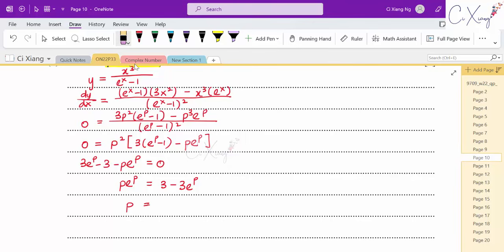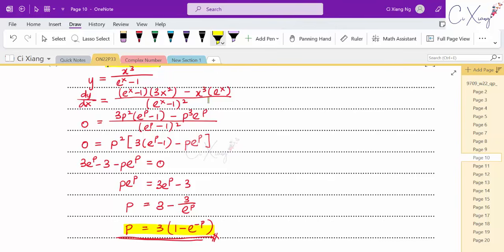Sorry, I think I made a careless mistake here. If I move this p multiplied with e power p to the right, it becomes positive, so the term on the left should still be the same, where I still have 3 e power p minus 3. Then I want to divide everything by e power p. I bring the e power p over, then I have a 3 minus 3 over e power p, and if I further rephrase it, you can see that this is how we get the answer that they want us to show. So we have p equals 3 multiplied with 1 minus e power negative p.